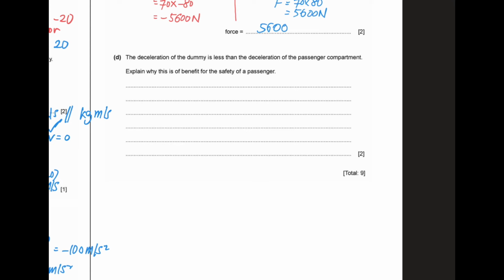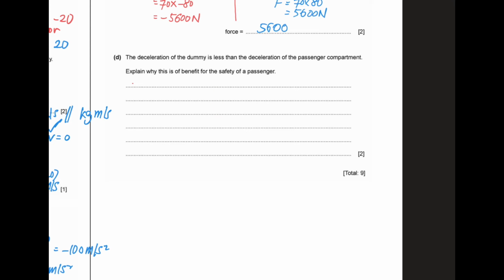Okay, now D. The deceleration of the dummy is less than the deceleration of the passenger compartment. Explain why this is of benefit for the safety of a passenger. So that means we have a seat belt to hold the dummy so that the deceleration is smaller. So why is this good?